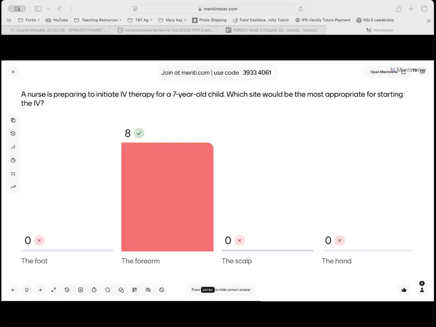Scalp IVs are last resort. When they come out, they bleed a lot. And it's very traumatic for parents to see their little baby looking like a unicorn. So we try and avoid scalp IVs as much as possible.